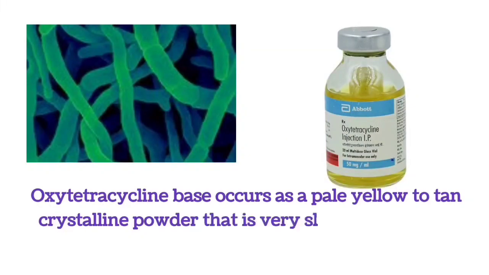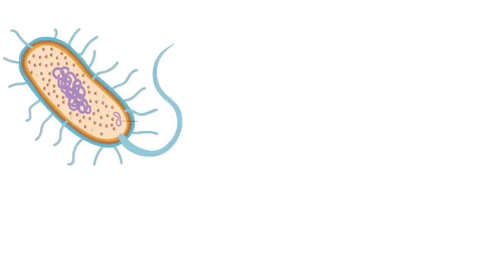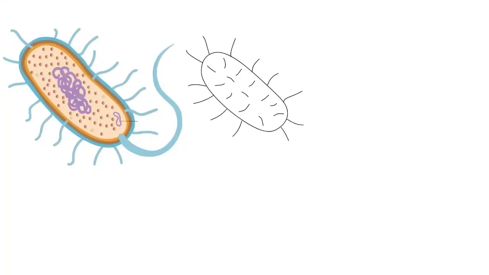Oxytetracycline base occurs as a pale yellow to tan crystalline powder that is very slightly soluble in water and sparingly soluble in alcohol. Oxytetracycline HCl is readily soluble in alcohol. Commercially available oxytetracycline HCl injections are usually prepared in either propylene glycol or povidone-based products.